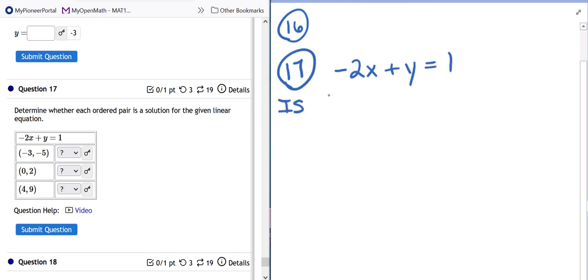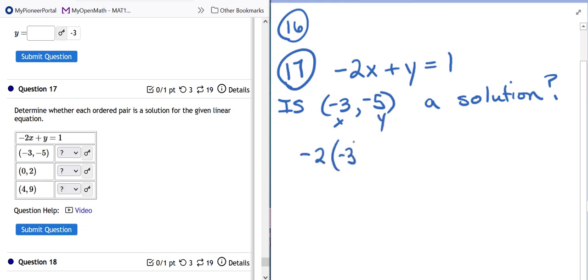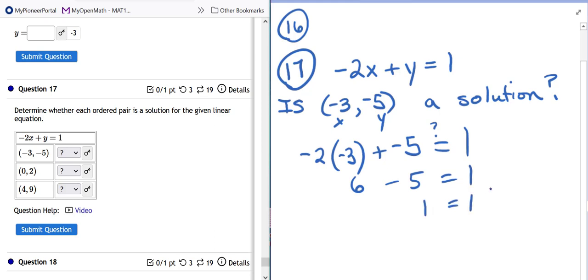So is -3, -5 a solution? And it's a yes or no answer. So you're going to plug in. This is x, this is y. So -2 times -3 plus -5, does it equal 1? So this is a 6 plus -5 is -5. So 1 equals 1. This one, the answer is yes.